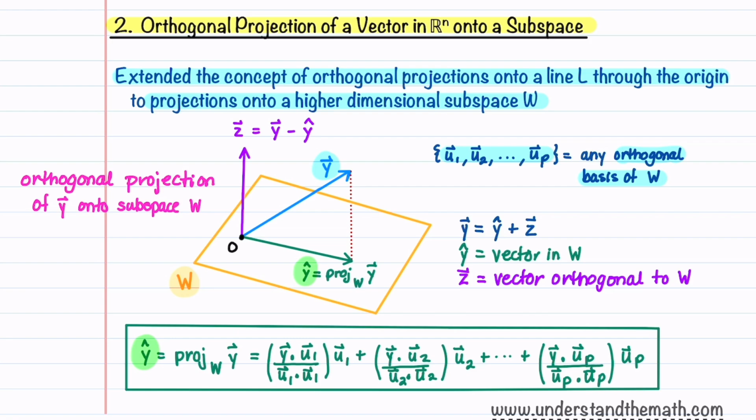Notice that this formula has the same basic structure as the formula for the orthogonal projection of a vector onto a line. I also want to make a note that the number of terms in this formula is the same as the number of vectors in the orthogonal basis. Once we use this formula to find y hat, we can decompose y into its orthogonal components y hat and z. Y hat is the vector in the subspace W, and vector z, up here at the top, is the vector orthogonal to subspace W.